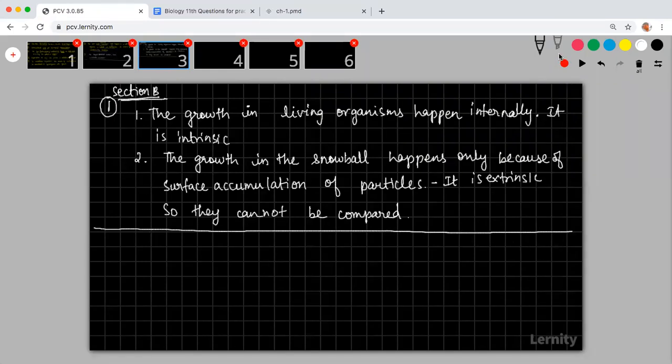So this is how you will be writing. While writing, please write in points. Whenever possible, underline the keywords. You know that intrinsic and extrinsic are keywords, so you should underline them. Here you are talking about growth in living organisms, underline it. Then the growth in the snowball, underline it. When I'm checking the paper, I'll just look for these underlined things, put a mark and go on. You can use the word accretion also. You have the textbook words also; you can use the textbook words which are there.